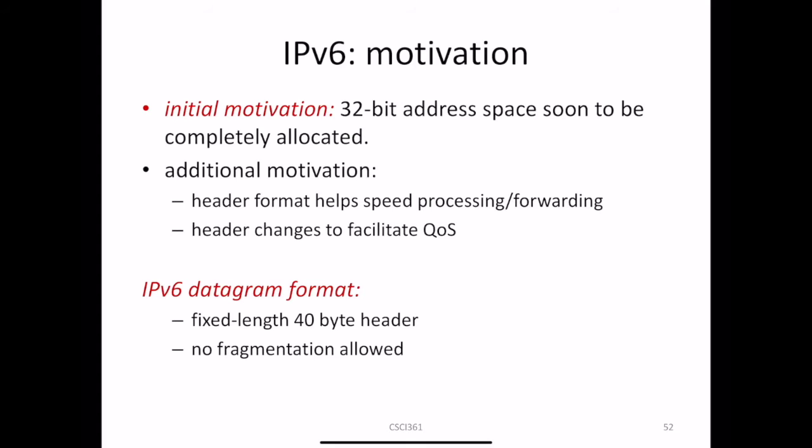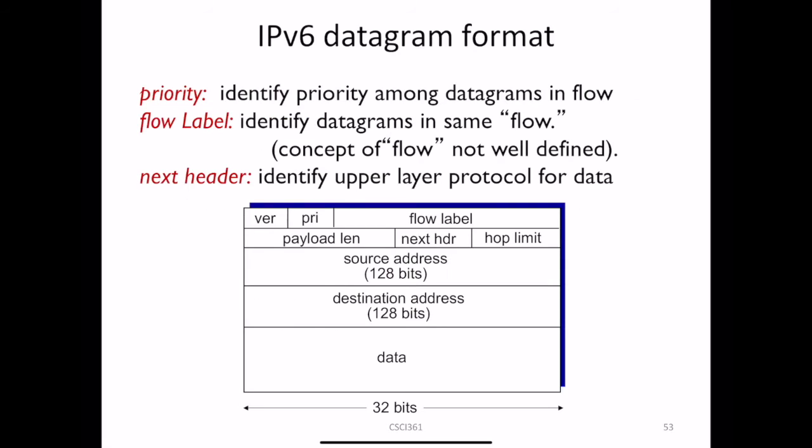And also the header changes can facilitate quality of service for IPv6. Each IPv6 datagram has a fixed-length header, which is 40 bytes. And the IPv6 datagram also removes the fragmentation function from IPv6. Then let's see the IPv6 datagram format.